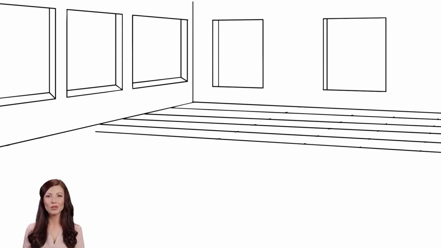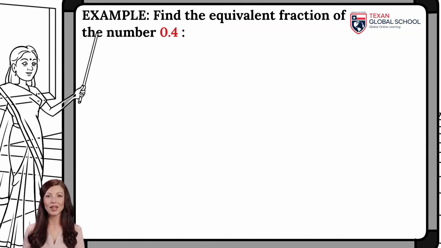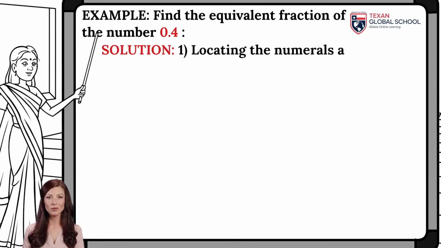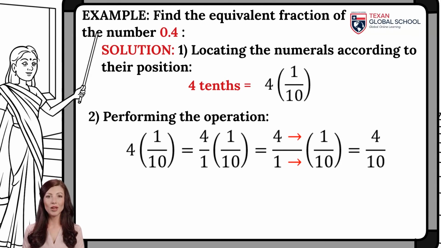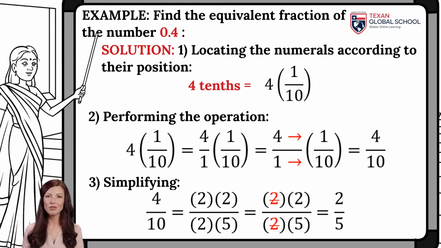Let's see an example. We will obtain the equivalent fraction of the number 0.4. By placing the numerals according to their position, we can see that we have 4/10. This means that 4 multiplies a tenth. We perform the operation 4 times a tenth, obtaining 4/10. Simplifying, we get an equivalent fraction of 2/5.